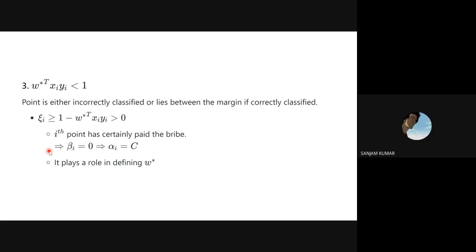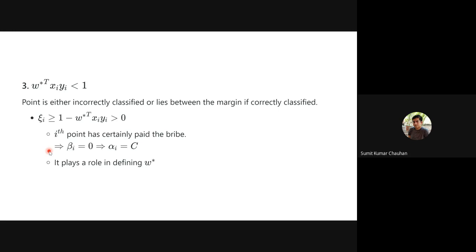But in the answer for that question, it was actually the opposite. C1 had the highest margin, but the value of C1 was the lowest. Okay, so I have to check that. I may be wrong at this point that for a larger margin, C has to be larger. So I will confirm that. Okay, thank you.